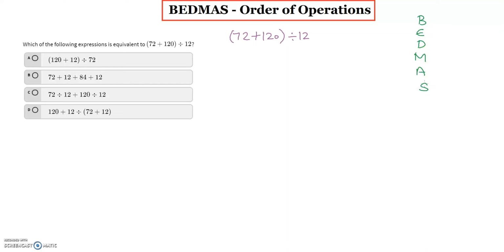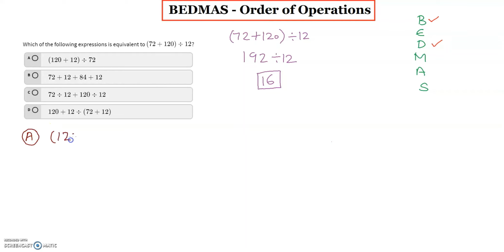I can see there are brackets given and there is division given. So first I will solve the brackets. I will do 72 plus 120, which will give me 192. I will just write that down, divided by 12. The second step will be dividing 192 by 12 and I get 16. So that's what we should look for when we are trying to solve options A, B, C, and D. So let's just solve option A.